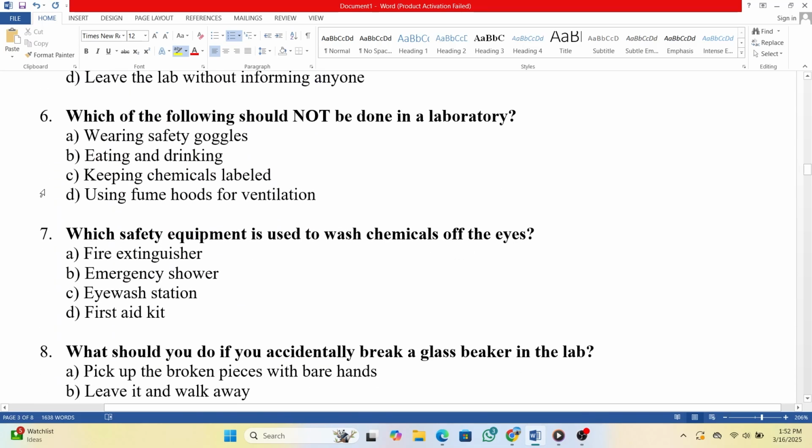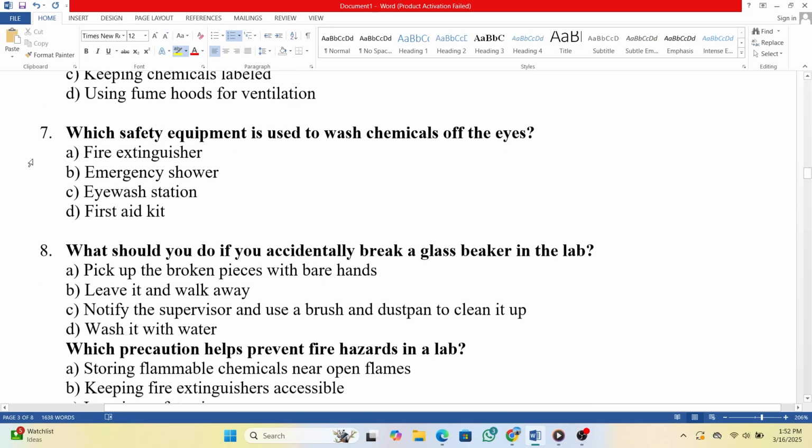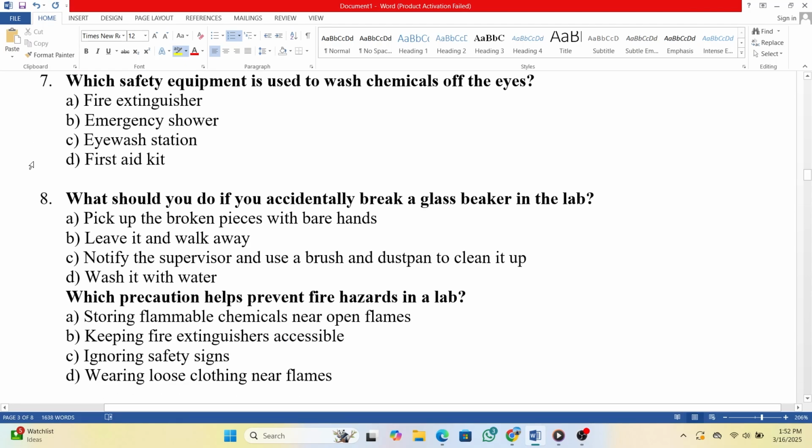6. Which of the following should not be done in a laboratory? A. Wearing safety goggles. B. Eating and drinking. C. Keeping chemicals labeled. D. Using fume hoods for ventilation. Answer, B.